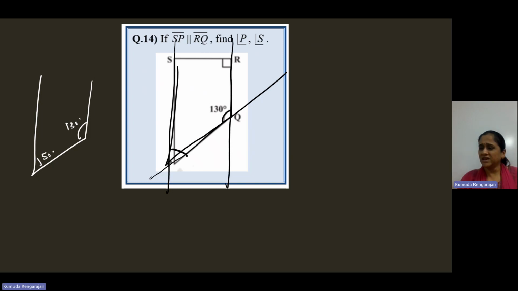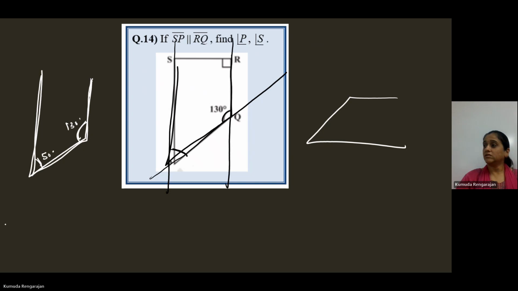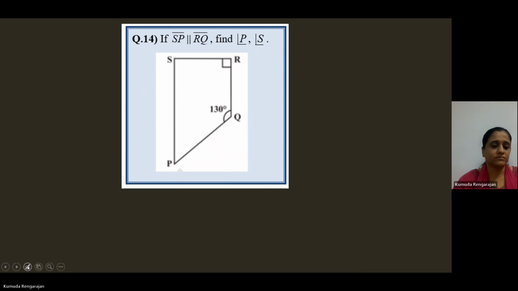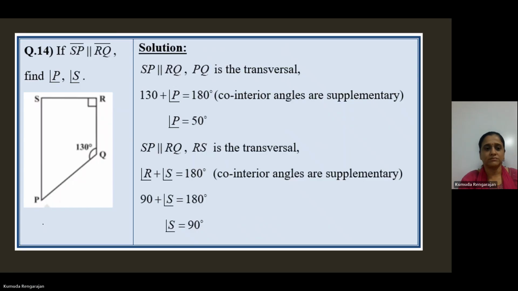If you rotate the C, it takes different shapes. So see it like this. When you turn this, it looks different. This is one such formation: parallel line, transversal, parallel line. Co-interior angles are supplementary, so we have P is 50. This one is 50, P is 50, and then this one is 90. Yeah, correct.